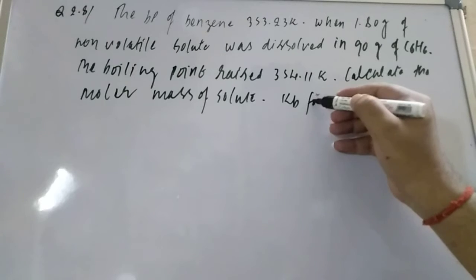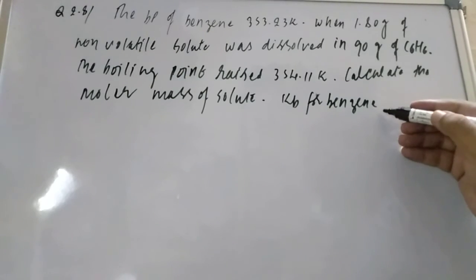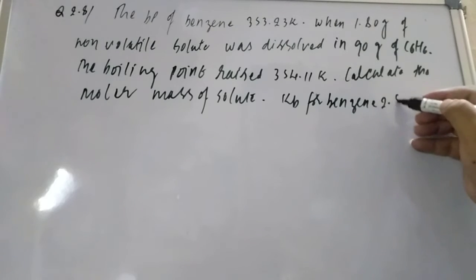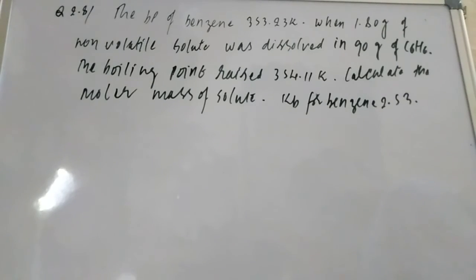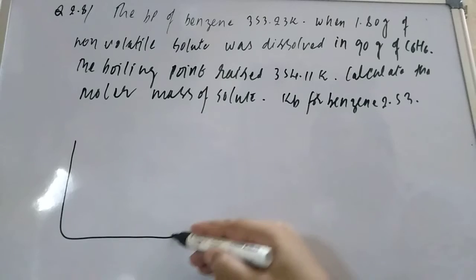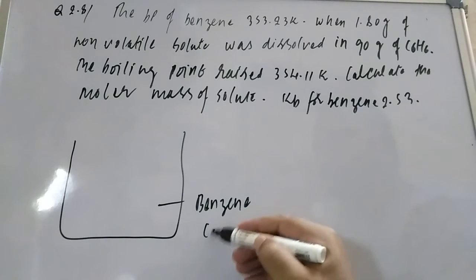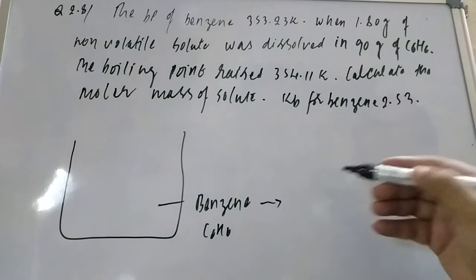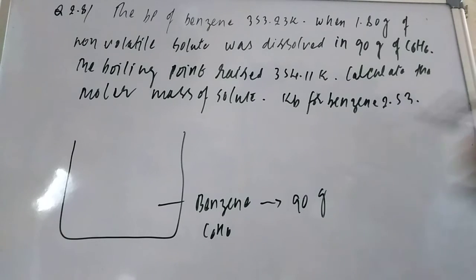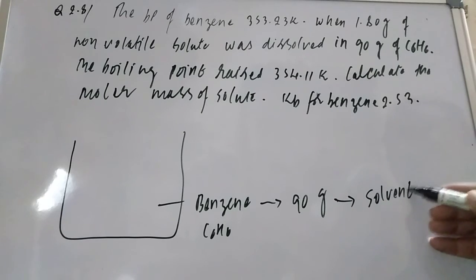Kb for benzene is given. How much is Kb for benzene, student? That is 2.53. Dear student, to do this type of problem, you directly try to understand what is solvent and what is solute. One container is there, and in this container what is there, student? Benzene, C6H6, and they have given 90 gram. This 90 gram is the solvent.